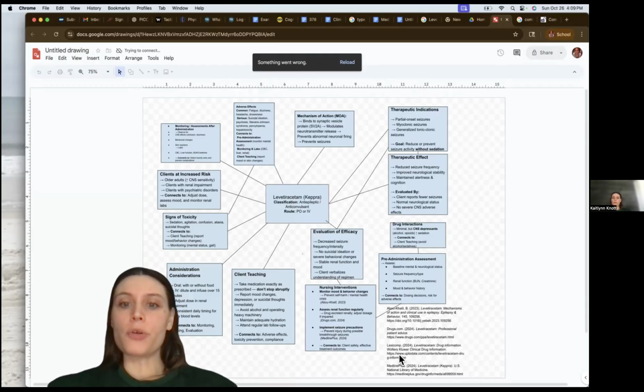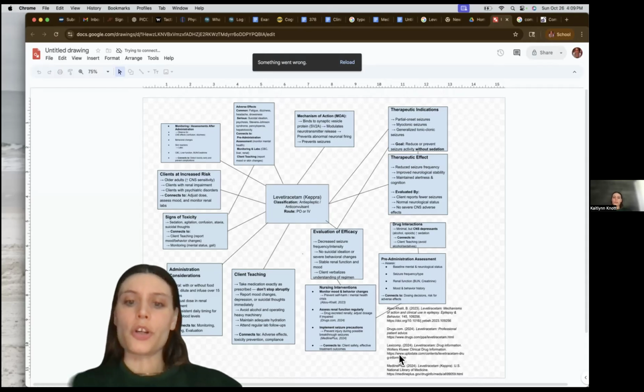So monitor mood and behavior changes. So we need to prevent self-harm and mental health crisis. Assess renal functions regularly. So drug excreted renally, adjust dosage if impaired. So checking those labs, implement seizure precautions, prevent injury during possible breakthrough seizures. And then that connects to the client safety, effective treatment outcomes.